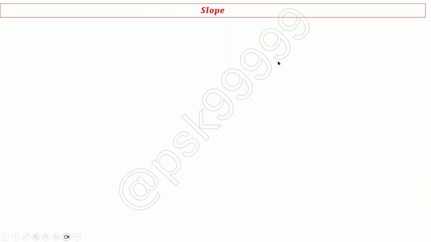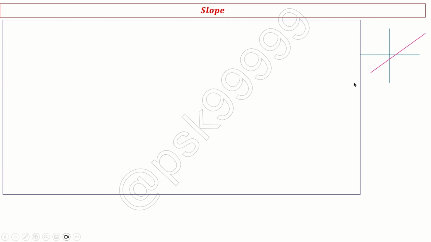Slope. Let's understand slope. If there is a line in a coordinate plane, then it makes an angle with the x-axis as well as the y-axis. The slope talks about the angle it makes with the x-axis, because once you know the angle it makes with the x-axis, you know what it makes with the y-axis also. So one is enough to represent it. It is the angle it makes with the positive x-axis in the anti-clockwise direction. That is the most important thing.